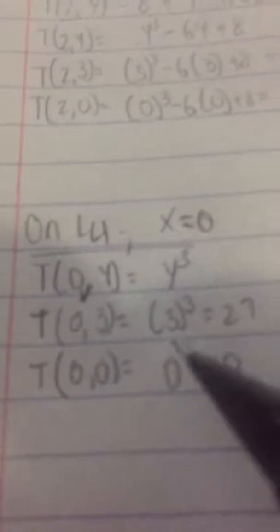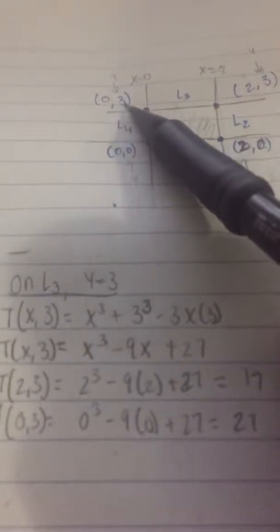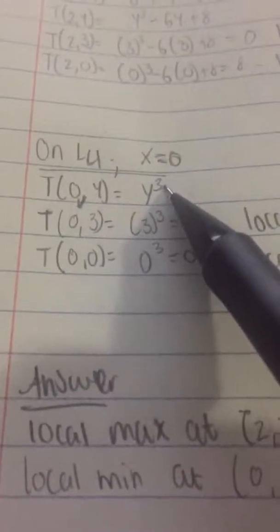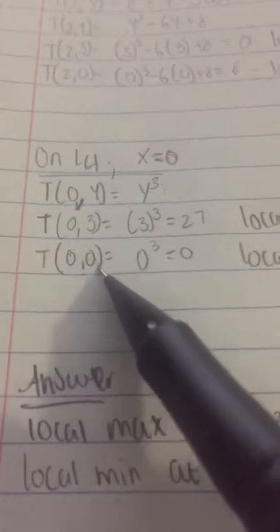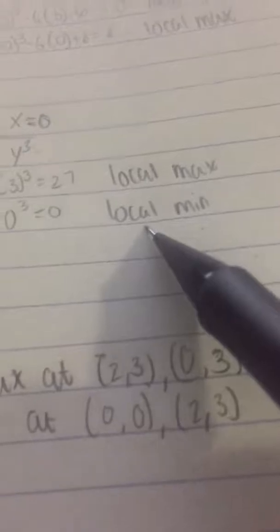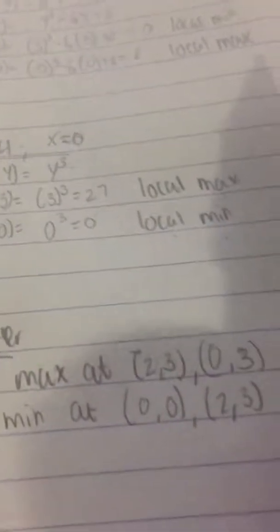So pretty much we do the same thing. We plug x equals 0 into the original function up there. So we get just y cubed, because everything else cancels out. So that's our new function, and we evaluate the 2 points, 0 3 and 0 0. We got 3 cubed, which is 27, and we evaluate 0 0, which is just 0. So this is a local min, and that's a local max.